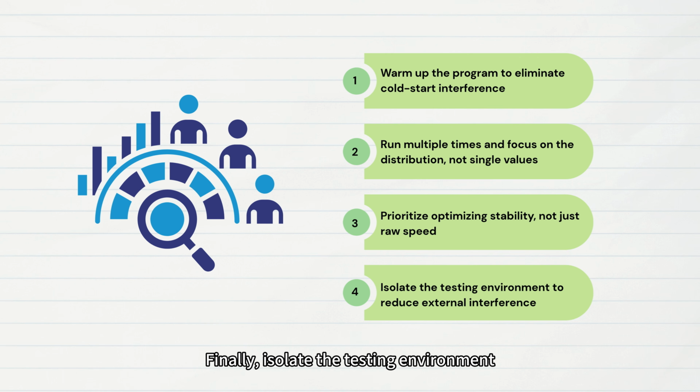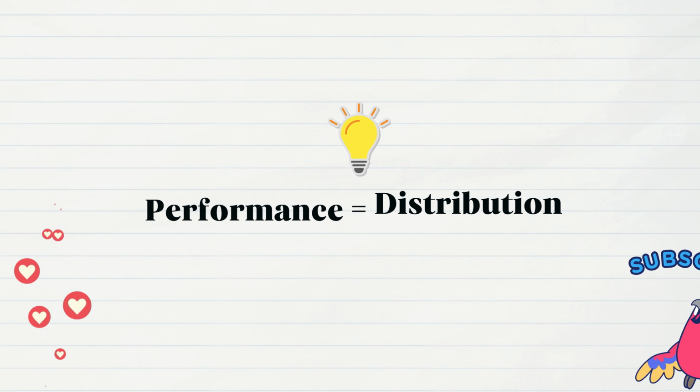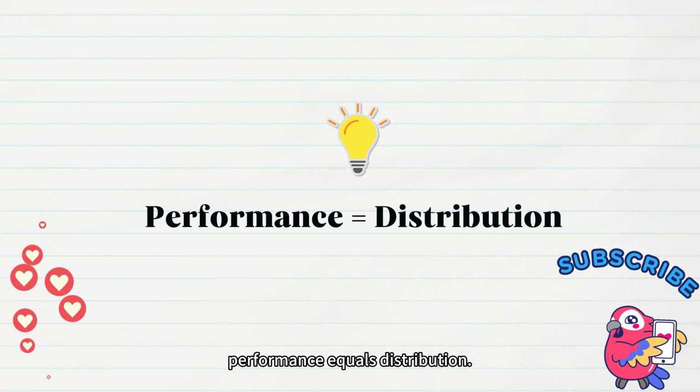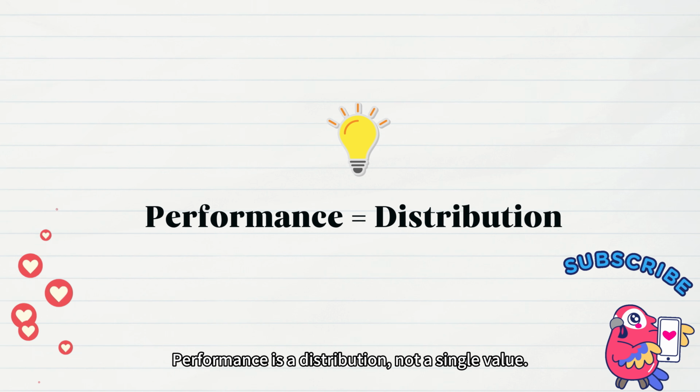Finally, isolate the testing environment to reduce external interference. Close all unrelated background processes and system services, bind the program to specific CPU cores, and enable high-performance power mode. Minimize external factors that could skew the test results. I hope that after today, everyone will remember this core concept. Performance equals distribution. Performance is a distribution, not a single value.